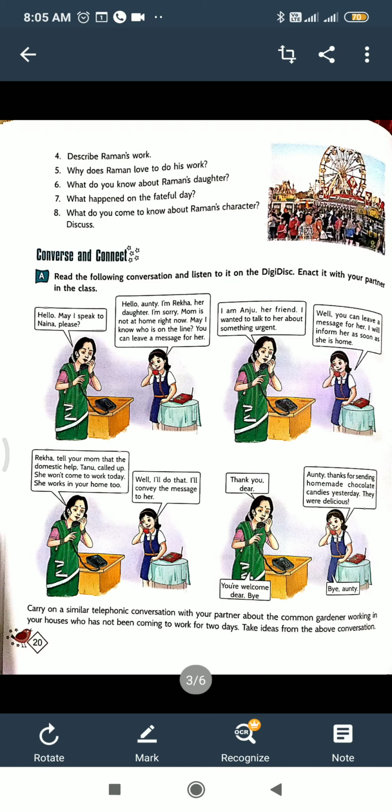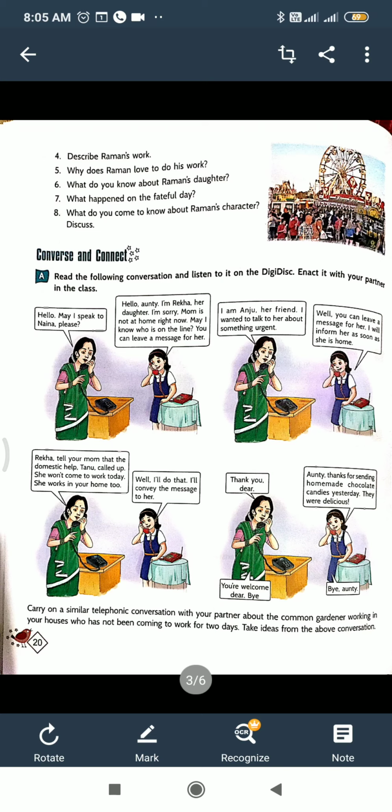Then what to do here? What is the activity here? Carry on a similar telephonic conversation with your partner about the common gardener working in your house who has not been coming to work for 2 days. Take ideas from the above conversation. So you have to do the same conversation like this. Do it at home.